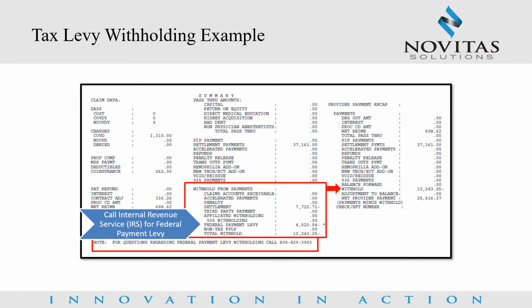Tax Levy Withholding Example. This example demonstrates how an amount associated with a tax-related debt is reported on the remittance advice. The amount is reported as a federal payment levy, and the 10-digit phone number for the Internal Revenue Service has been provided. Remember, you'll want to contact the agency at the phone number provided, as Novitas cannot assist with questions related to the federal payment levy.